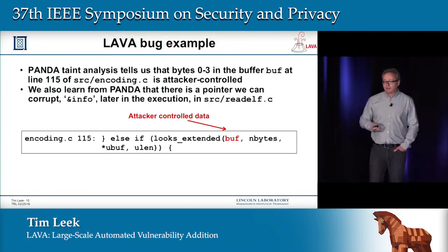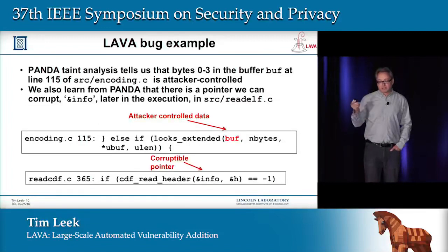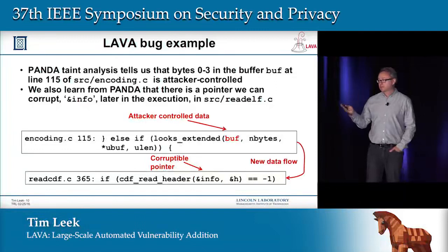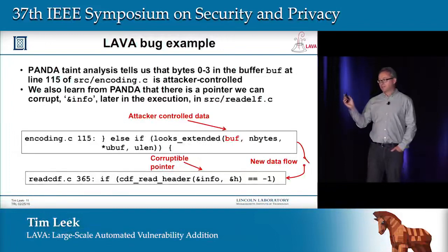Then we also learned from Panda that there's a pointer that we can corrupt later on in the trace that's in a completely different file, and the dynamic analysis tells us both of these things. And so then our job to create a bug is to just introduce data flow between these two that makes those 4 bytes in the beginning of buff do something terrible to that pointer that's &info. Furthermore, to make it so that this is triggerable, so it doesn't happen all the time, we introduce some kind of a switch, which means that the bytes basically have to be a particular value, or have a lot of constraints upon them.